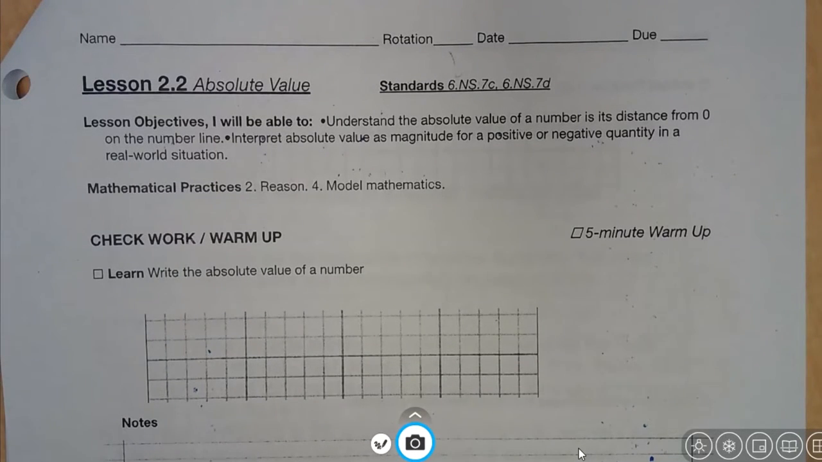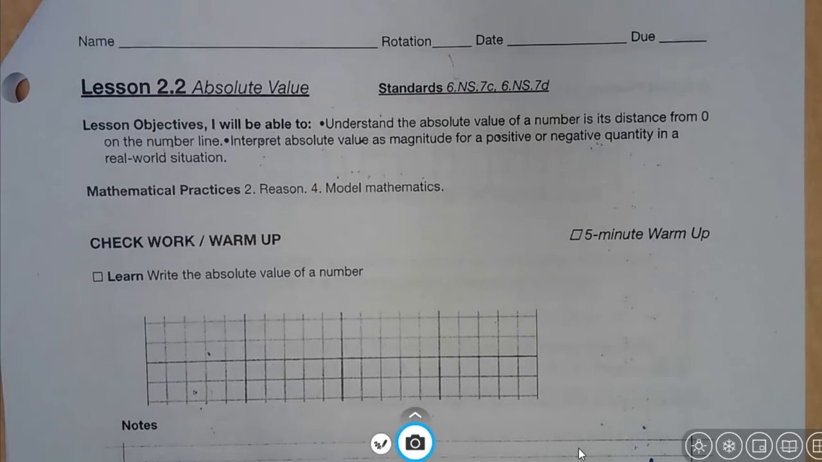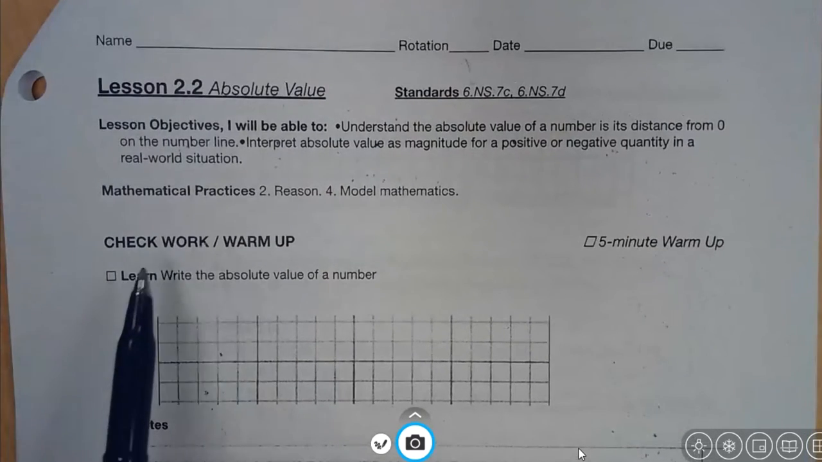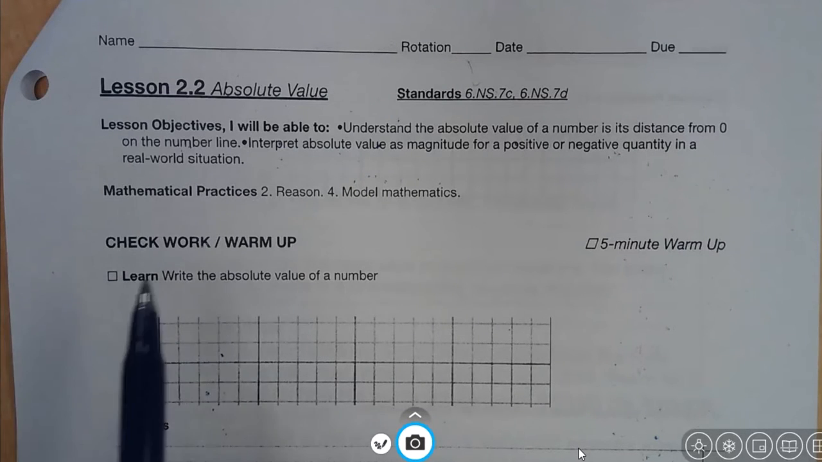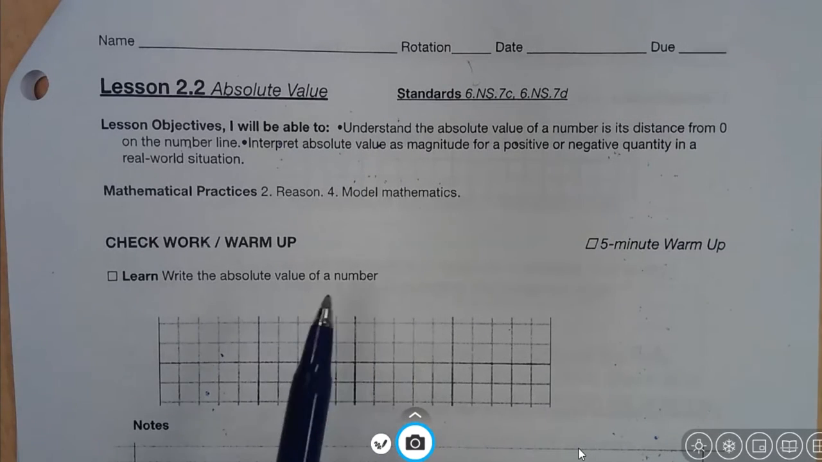So we're going to start lesson 2 today of chapter 2, which is over absolute values. So it's going to contain negative numbers, obviously, because we're in chapter 2, which is over negative numbers. So we can look at absolute value. And if you looked up your vocabulary definitions, you would know that absolute value is the distance of a number to 0 on a number line.